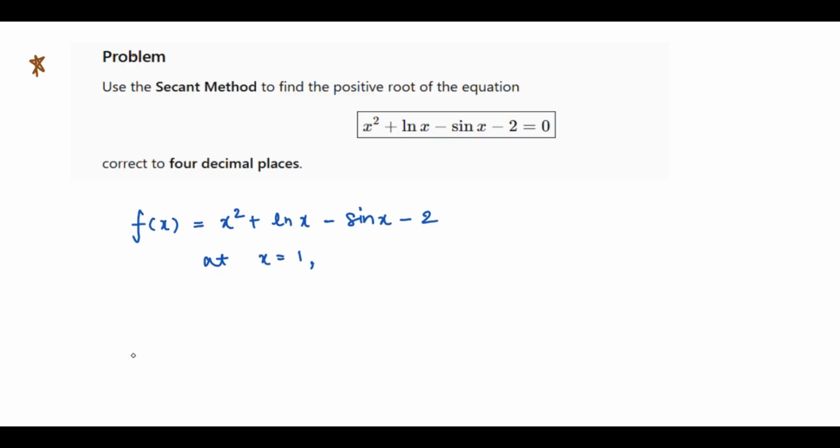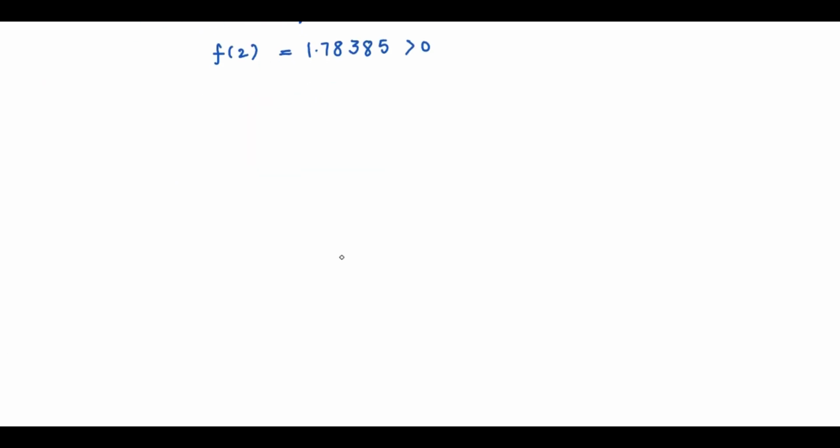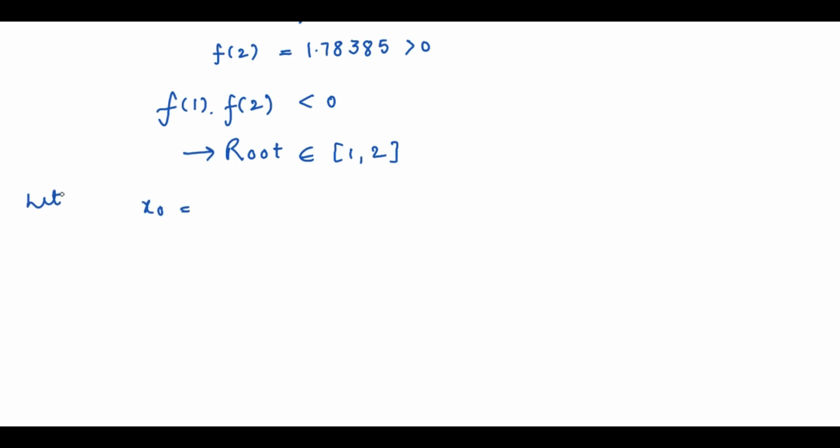Evaluating the function at x equals to 1, this gives you the f(1) value as minus 1.84147. And at x equals to 2, this f(2) value becomes 1.78385. Now we get f(1) into f(2) is lesser than 0. That means this root always lies between 1 and 2. Although the method doesn't require this bracketing, these values provide a good initial approximation. So we can take x0 as 1 and x1 as 2.